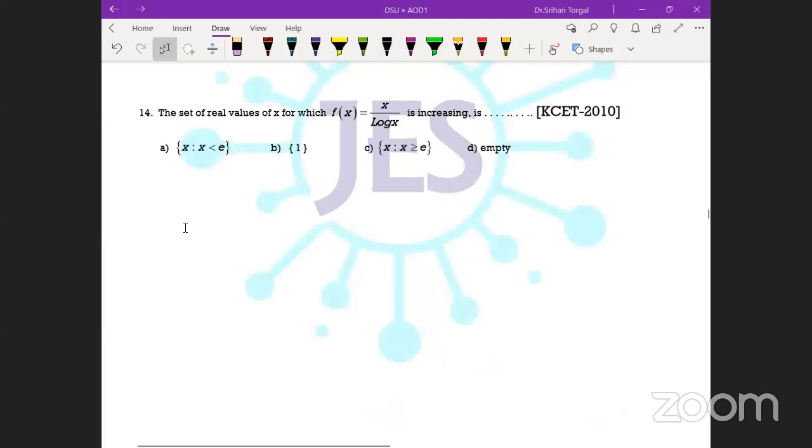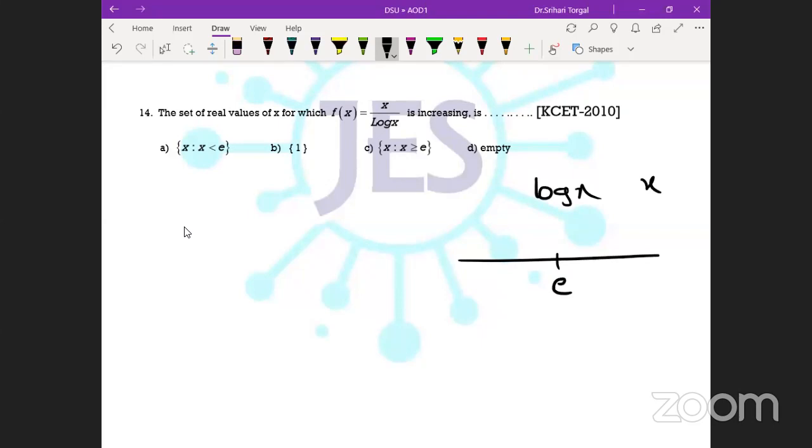Next question. The set of all real values of x for which f of x is equal to x divided by log x is increasing. To know about that, whenever you have log x and x, I'll tell you one idea. Just take the critical point as e. Remember, if it is in the numerator and denominator, x by log x or log x by x, no problem. E is the critical point, no doubt in that. If you want, you can calculate this.